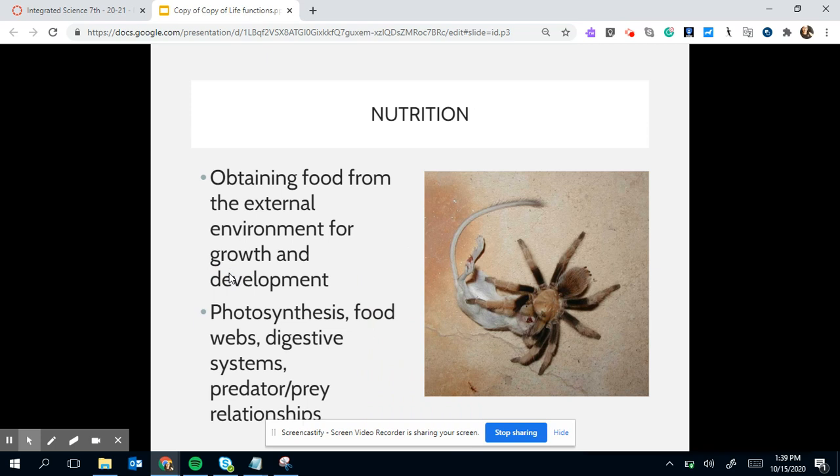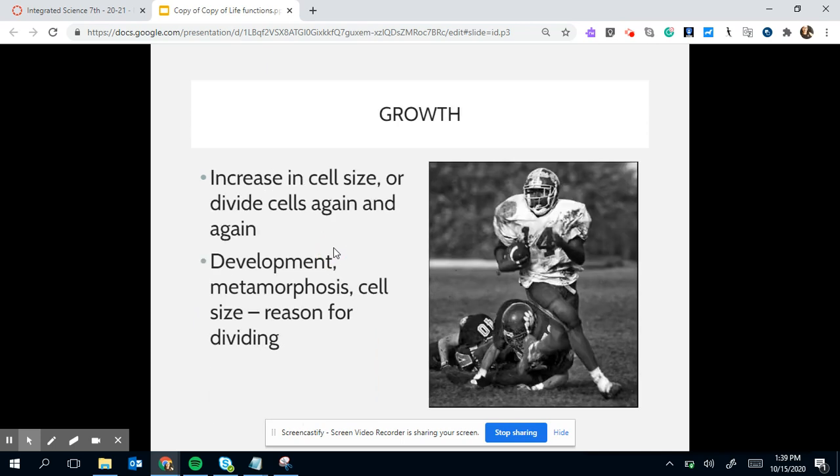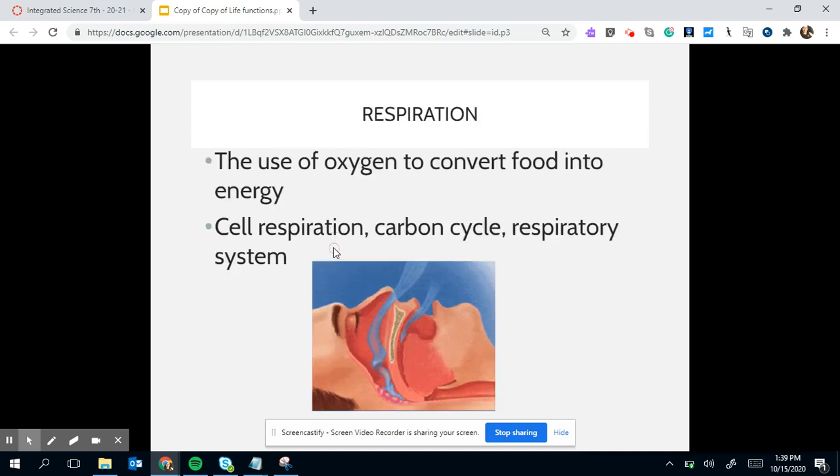All living things must get nutrition, meaning some type of food from the external environment, for their growth and development. Living things grow, meaning that they can increase in cell size and or divide their cells. Living things also respirate. They use oxygen to convert food into energy, for example in cellular respiration, the carbon cycle, or the respiratory system. Even plants breathe.